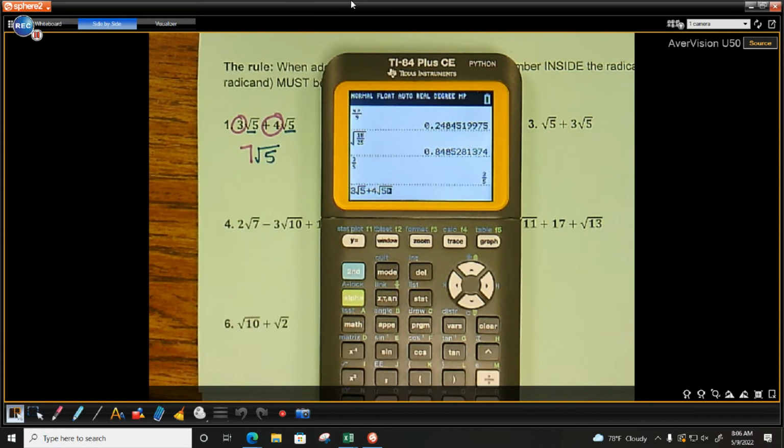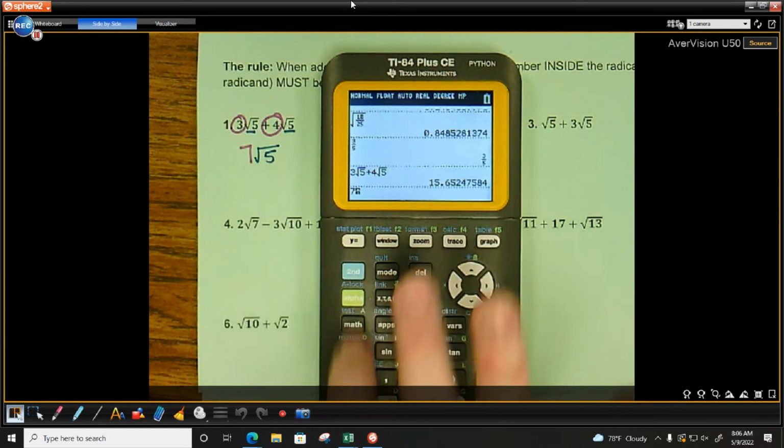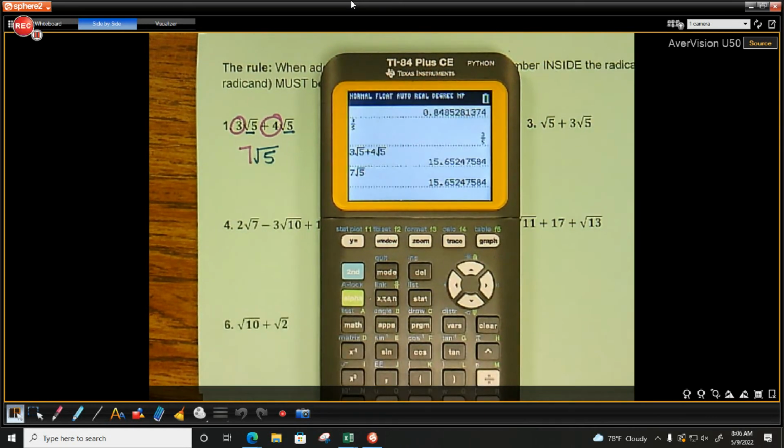Hit enter and then type your answer in, 7 square root 5. And they should both be the same decimal. Again, this whole unit is over equivalent values. Okay, whatever your original is, whatever your answer is, should match exactly. Good?